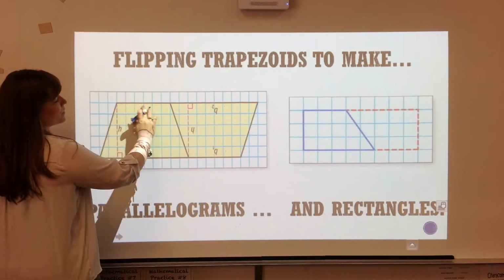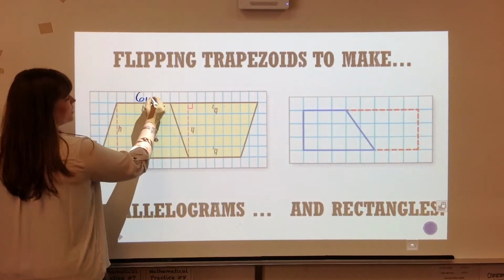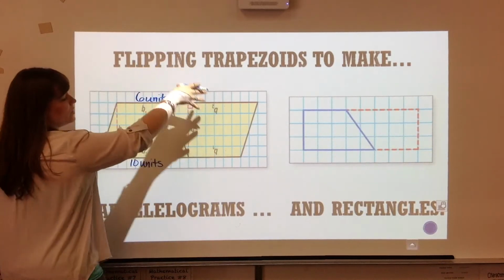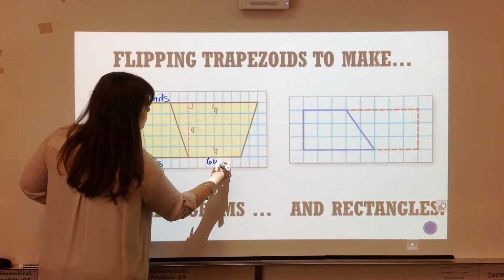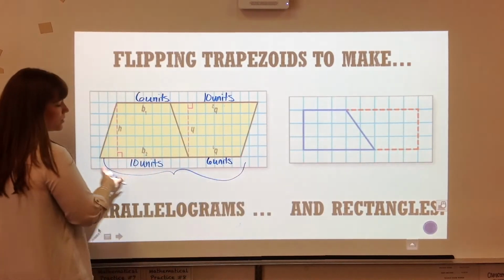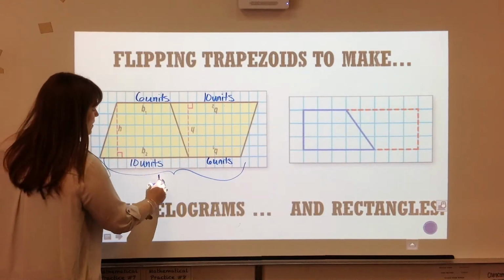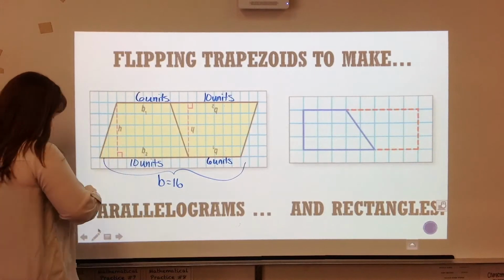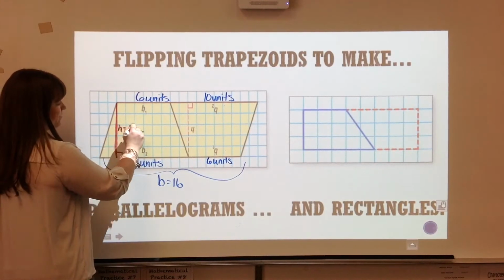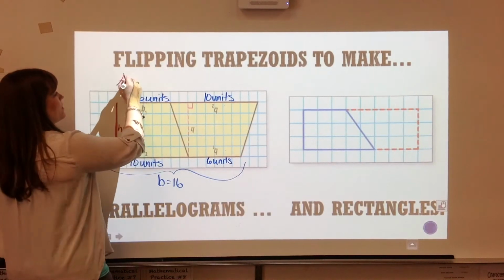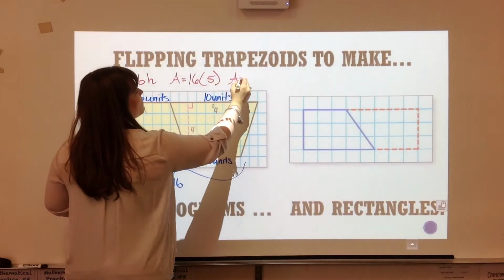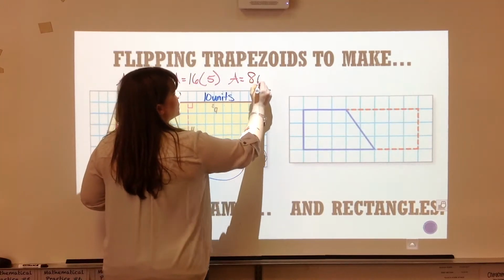If we count the top of the trapezoid, it's 6 units, and the bottom is 10 units. If we then turned the trapezoid and put it on the other end, we would have the 6 units down here and the 10 units up here. Now we can easily find the total length of the base of the parallelogram. The base is going to be 16, and the height stays the same. It's the distance perpendicular to the base, and the height is 5. Area equals base times height, so multiplying 16 by 5, the area of the whole parallelogram will be 80 units.